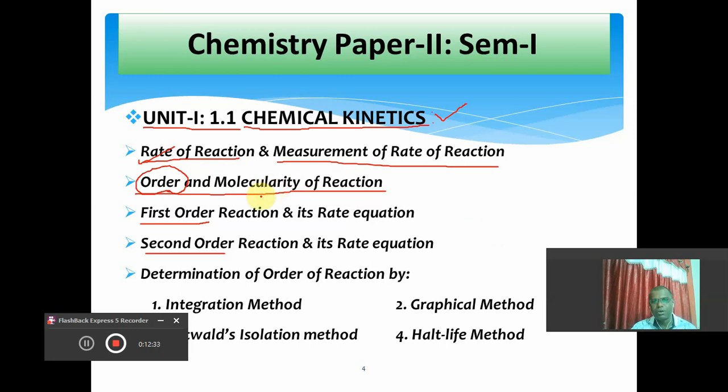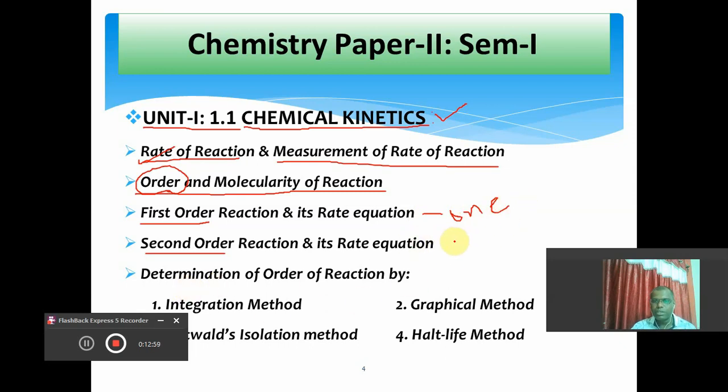It means that order of reaction is the number of reactant molecules on which the rate of reaction depends. Then this number is called the order of reaction. It means that if the rate of reaction depends upon only one reactant molecule, then the order of reaction is 1 and it will be called a first order reaction.